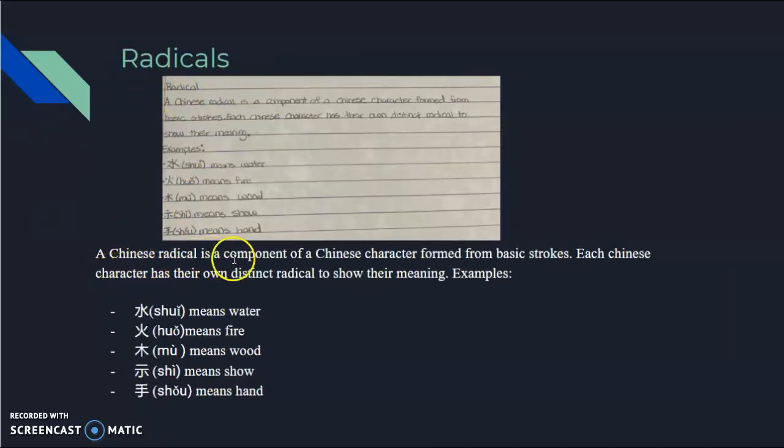Radicals. A Chinese radical is a component of a Chinese character formed from basic strokes. Each Chinese character has its own distinct radical to show their meaning. Examples: Sui means water, Huo means fire, Mu means wood, Xi means show, So means hand.